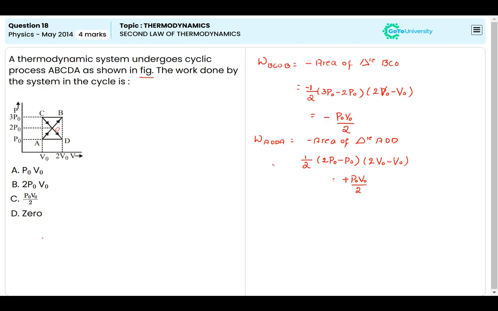Then the total net work done in the cycle A, B, C, D, A is given by P0 V0 divided by 2 minus P0 V0 divided by 2, which is equal to 0. That is the area under the curve ABCDA. We can write that as W, that is, the second equation minus the first equation, and we get the value equal to 0. So option D is the right answer.